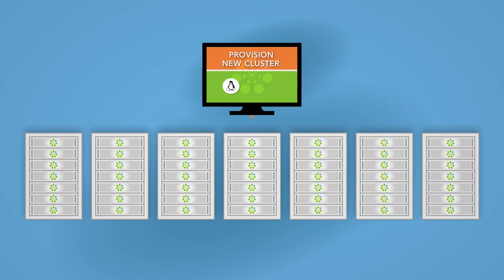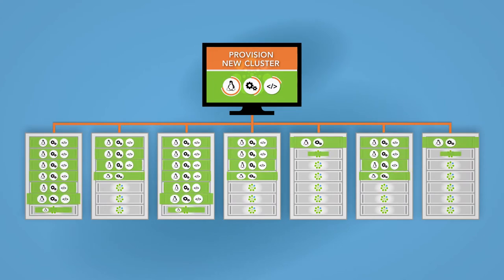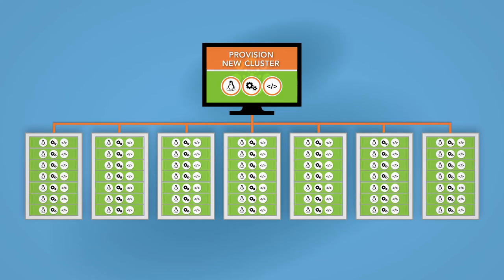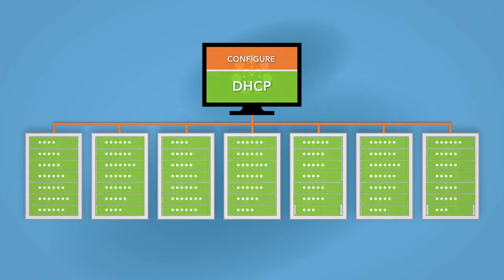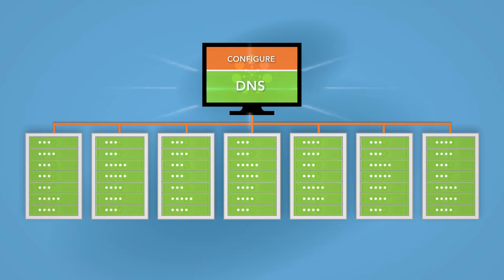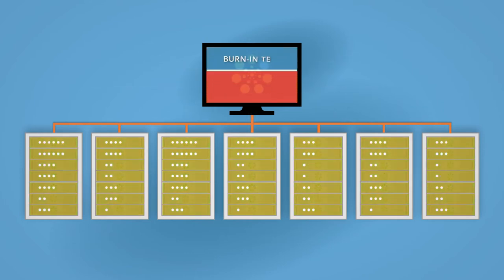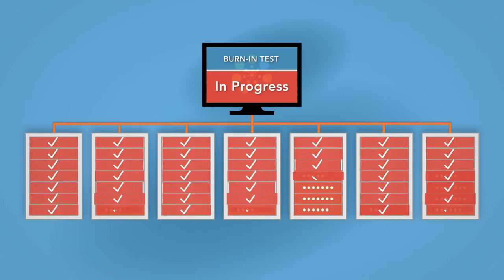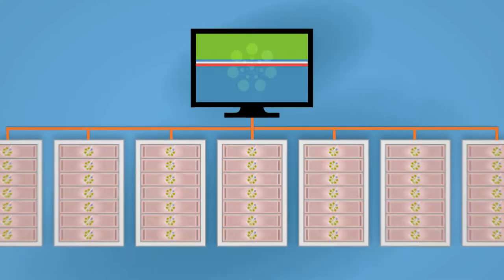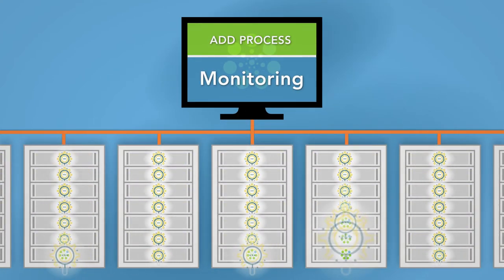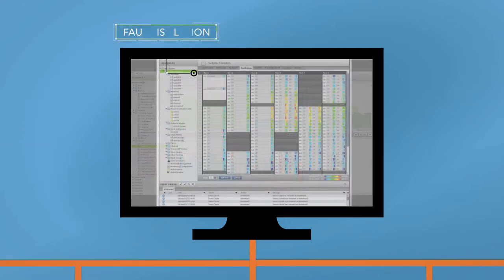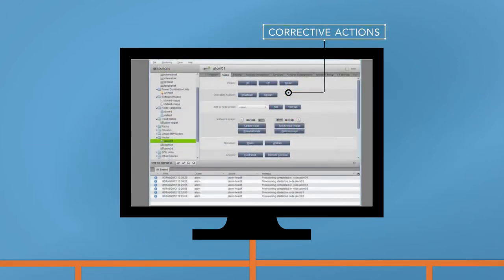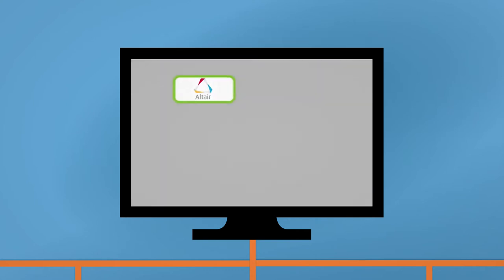Bright software provisions servers with all the software needed to run an application from bare metal in minutes. Services are automatically configured. Burn-in tests confirm that everything works. A monitoring process running on each node provides detailed visibility, isolates faults, and enables corrective actions.